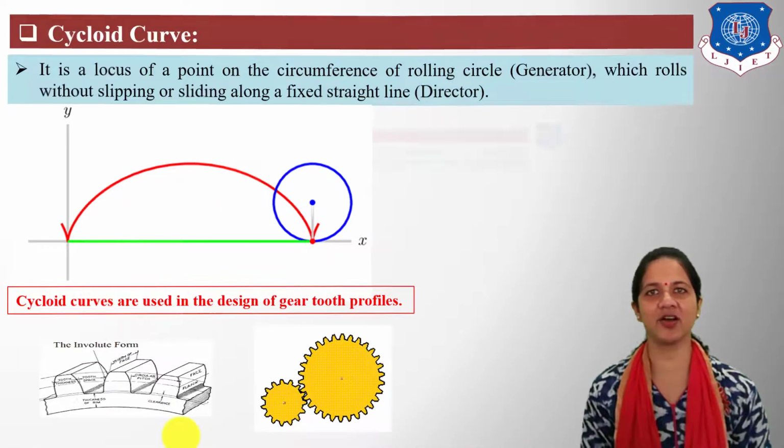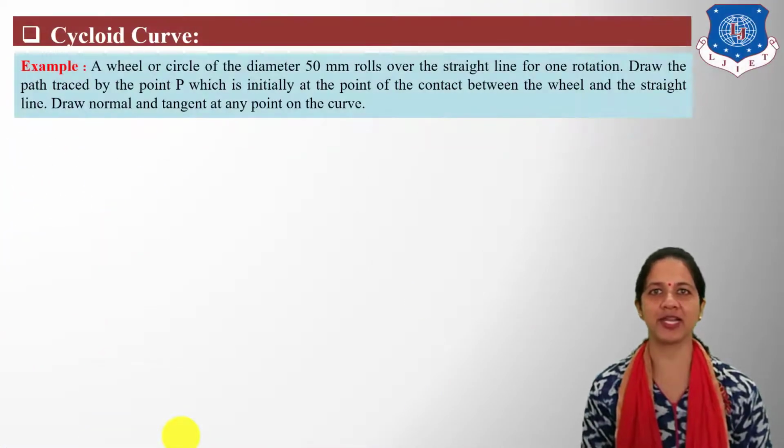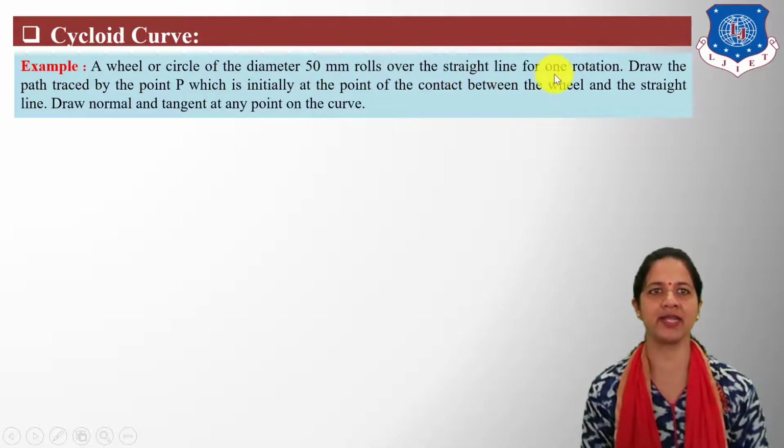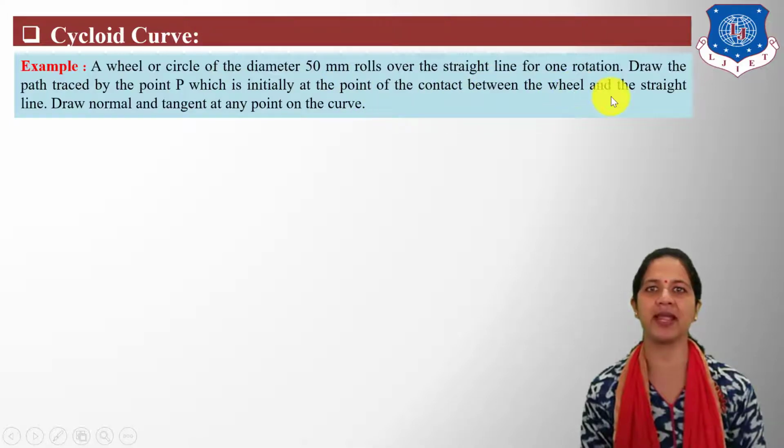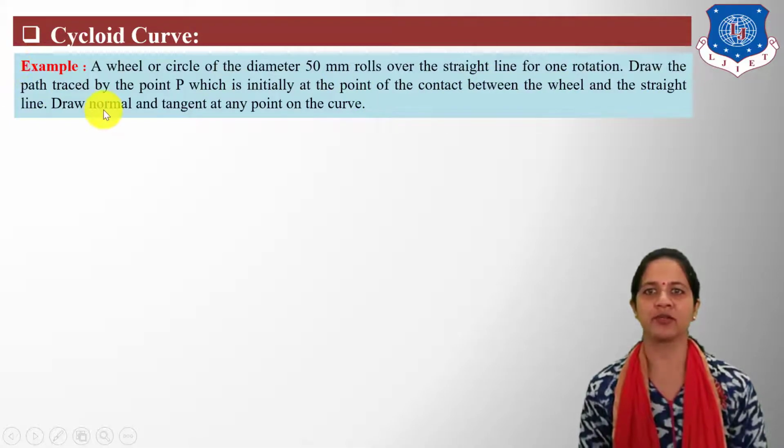Next, let us solve example of cycloid curve. A wheel or circle of the diameter 50 mm rolls over the straight line for one rotation. Draw the path traced by the point P, which is initially at the point of the contact between wheel and the straight line. Draw normal and tangent at any point on the curve.